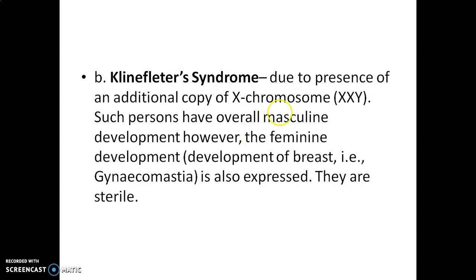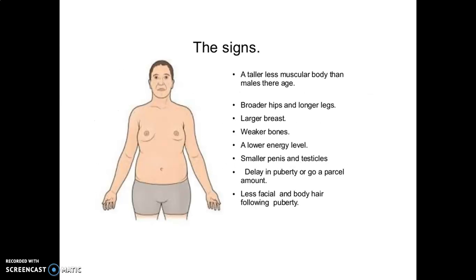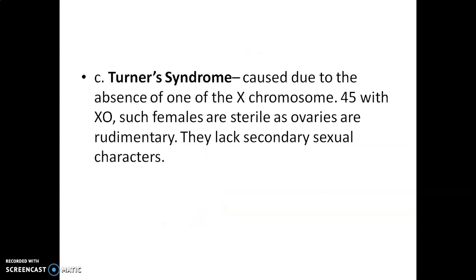Whereas this is Klinefelter syndrome; here it is due to the presence of an additional copy of the X chromosome, that is, instead of XY, XXY. Such a person has overall masculine development, however also feminine development. So now let's discuss the signs: a taller, less muscular body than males, broader hips and longer legs, larger breasts, weaker bones, a lower energy level, smaller penis and testicles, delay in puberty, then less facial or body hair.